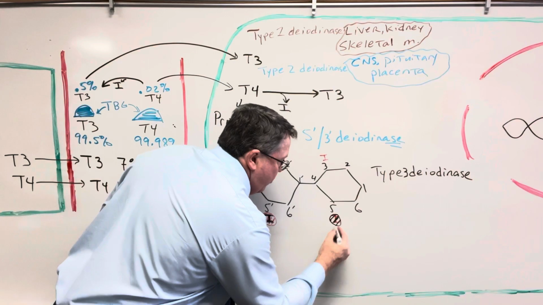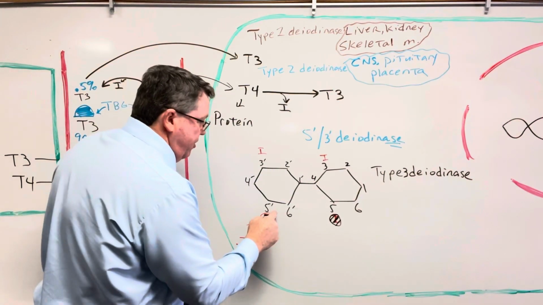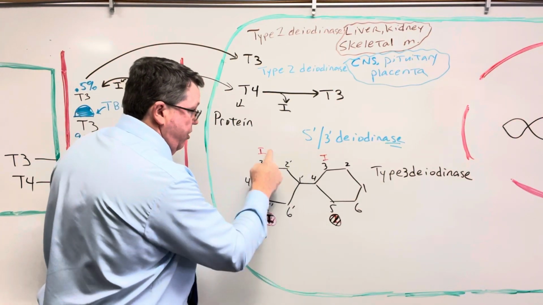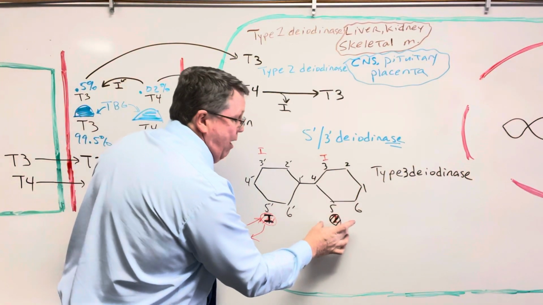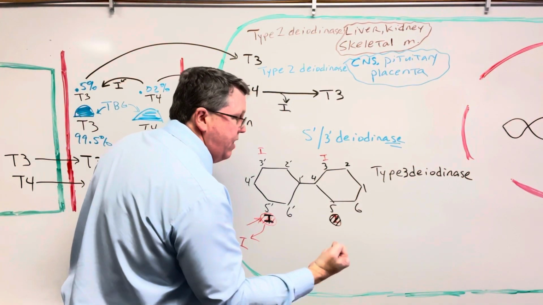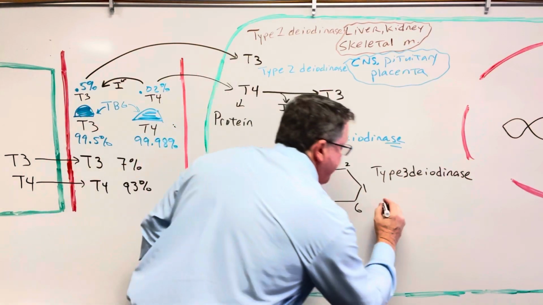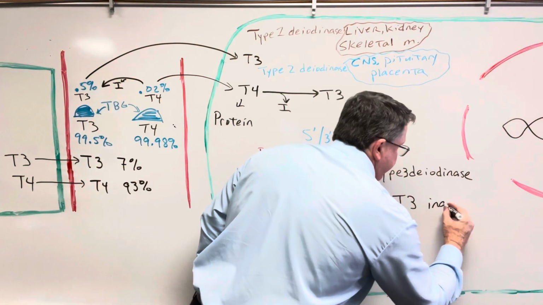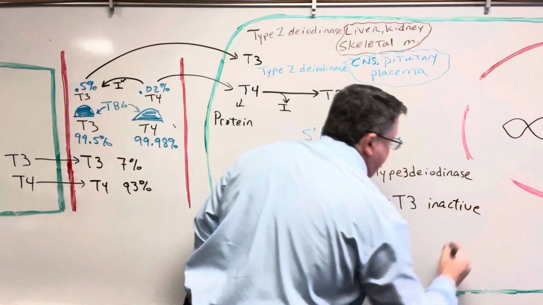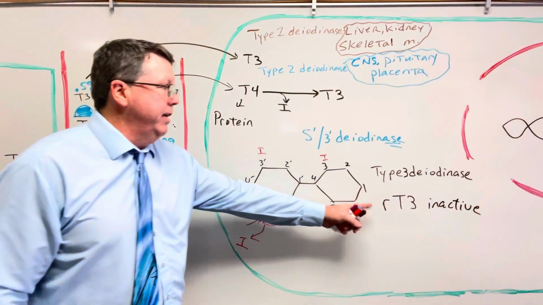So when it removes that now, what happens is now we have 3, right? We have 3, 1, 2, 3 iodines. But this one's gone, but we need that one there. So because it removes that one, we actually call this reverse T3, and this is inactive. Okay, so that's going to be inactive. Okay, normally that doesn't even leave the thyroid.